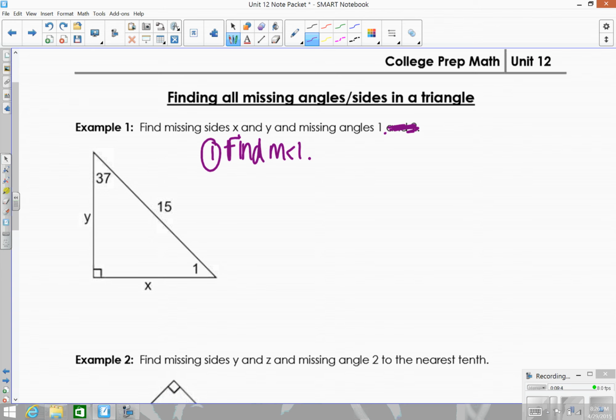To do that, there's a couple things you could do. You could do what we just did, and you could do the whole right triangle trig. But the easiest way is just to know that all 3 angles in a triangle add up to 180.